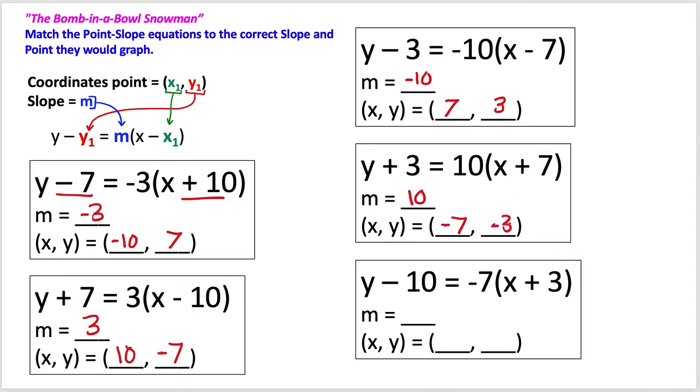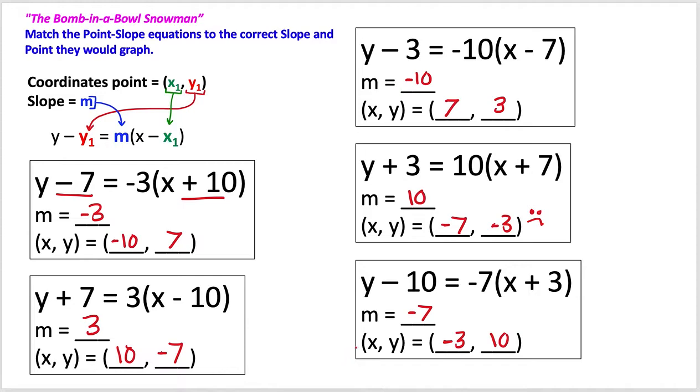There you go. That's a pretty bad 3 right there. Yikes. Sad. I can do better than that. Y minus 10 would be a positive 10, negative 7 slope. And then an x plus 3 would be a minus 3.